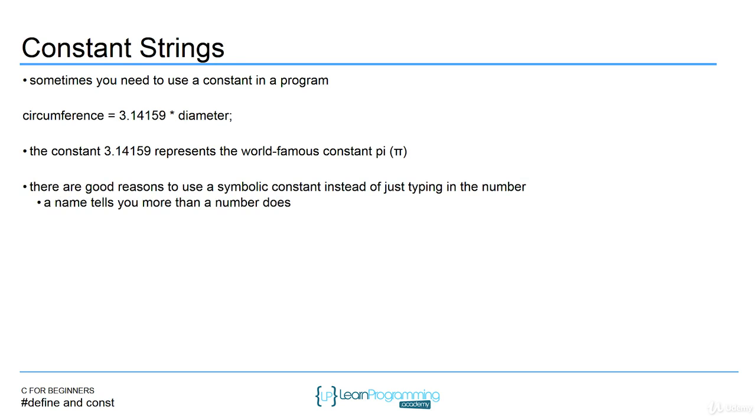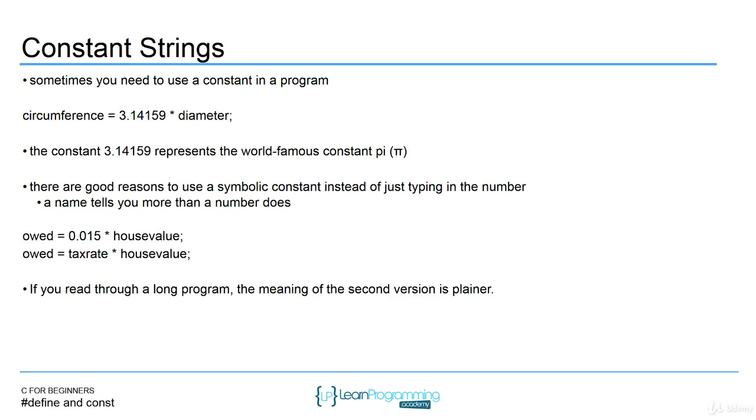So there are good reasons to use a symbolic constant instead of just typing in the number every time. First off, a name tells you a lot more than a number does. Tax equals 0.015 times house value is much less meaningful than tax equals tax rate times house value. So we want variable names that represent numbers that never change. If you read through a long program, the meaning of the second version is a lot plainer. It's a lot easier to look at that code and understand that 0.015 represents the tax rate.